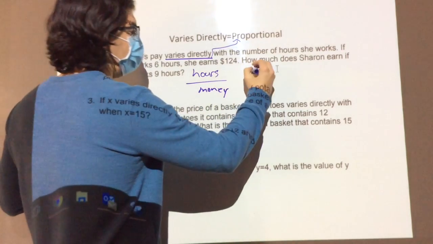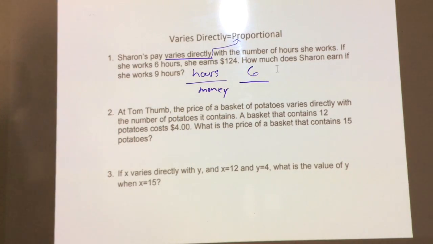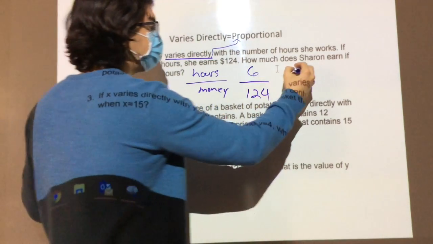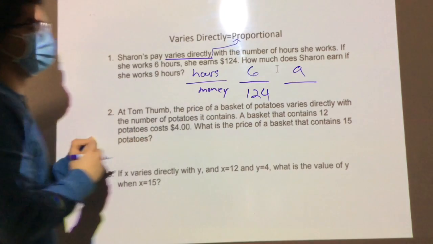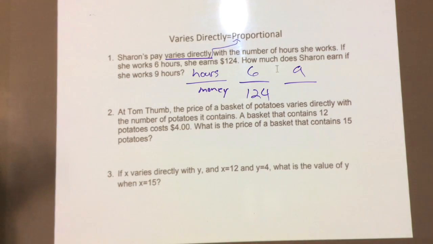So we know that for 6 hours, she earns how much, Jackson? 6 hours, she earns $124. And then Kendall, if she works 9 hours, how much money does she earn? Don't solve it. Does it tell you? We don't know how much it is.